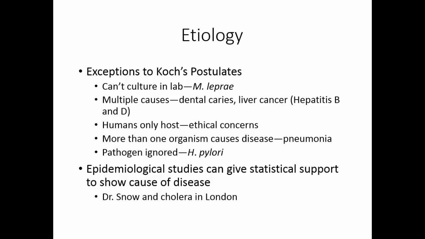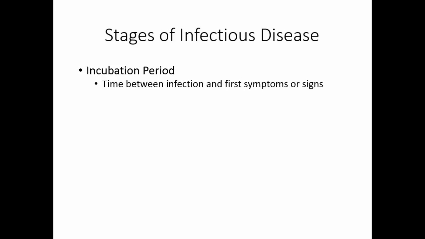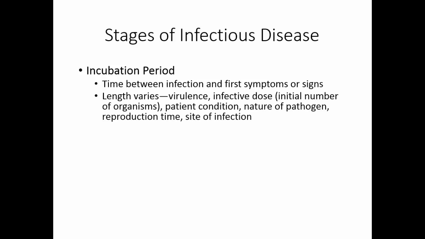When we look at the stages of an infectious disease, we start with the incubation period. This is the time between getting the infection and the first symptoms or signs of the disease. The length will vary considerably. It will depend upon the virulence of the organism, how much of it you initially got, the infective dose. If you were given a whopping dose of organism, it won't take long for it to get to numbers to make you sick. If you just got a little bit of it, it's going to take a while for it to incubate in there.